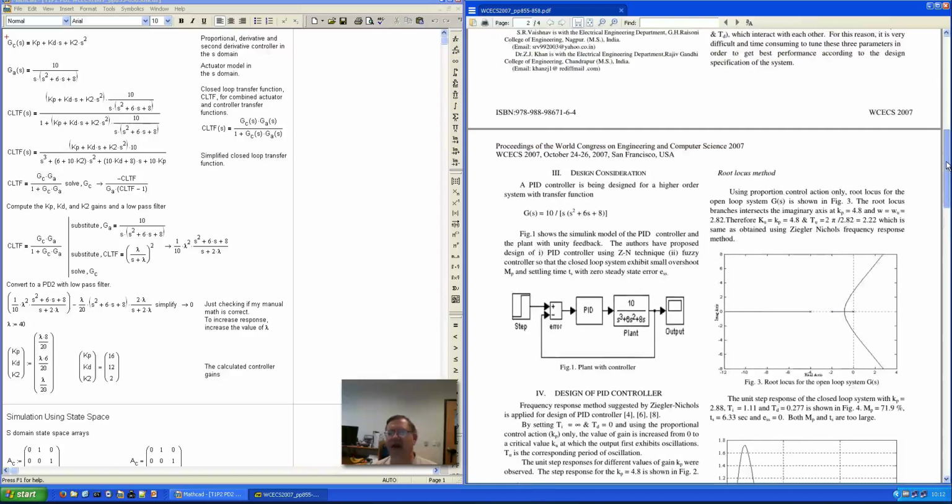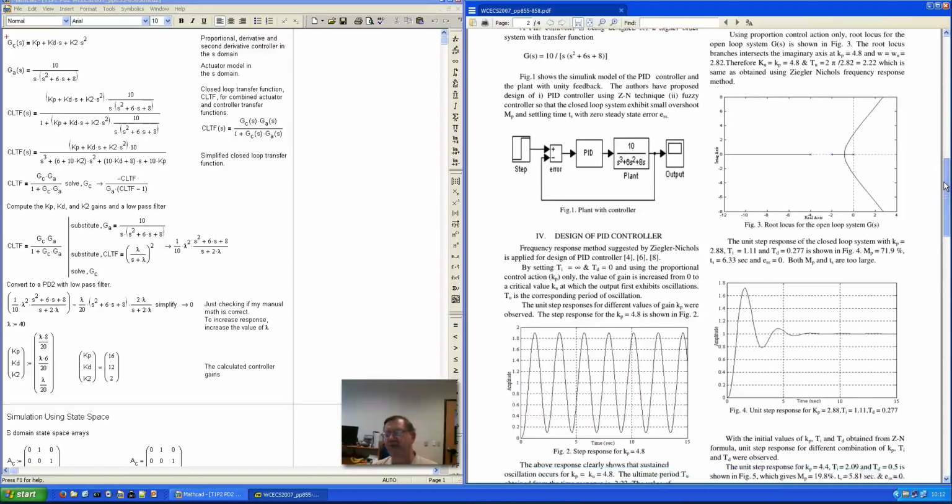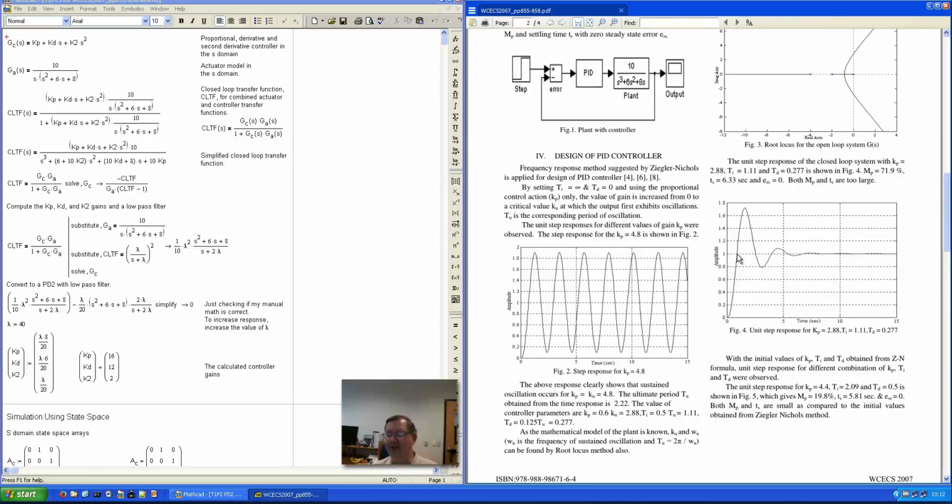And you can see that this was accepted by the Proceedings of World Congress on Engineering and Computer Science in 2007. And you would think that someone with some intelligence or knowledge of control would have reviewed it before it got published. Anyway, he shows a response. This is the response for his Ziegler-Nichols over here. And you can see that it isn't really very good. There's an awful lot of overshoot, which is what you'd expect with Ziegler-Nichols.